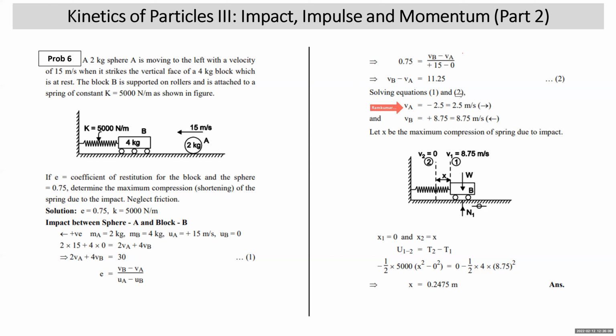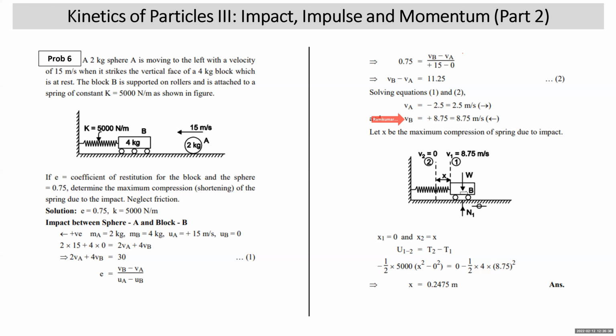We don't need velocity of sphere. Velocity of block B is 8.75 meter per second to the left. This is what we needed for the solution of the problem. Now, to get the maximum compression, after impact between A and B, block B attains the velocity of 8.75 meter per second towards left. So that will be taken as position 1 for the block. Second position will be identified as the position of the block when it comes to rest.